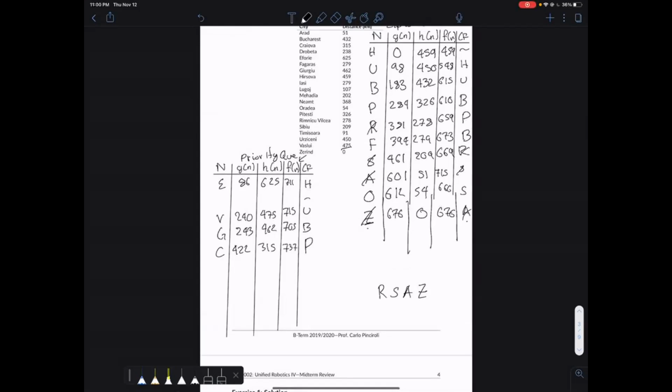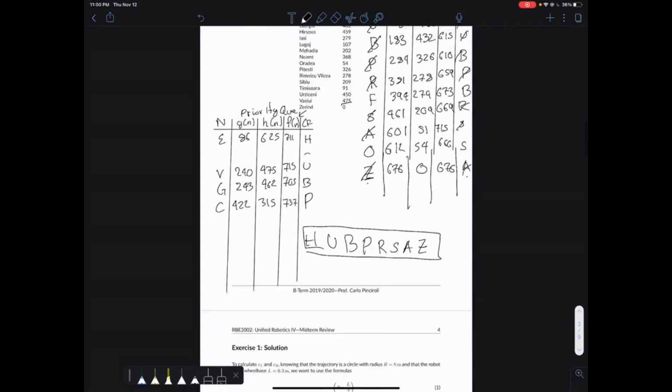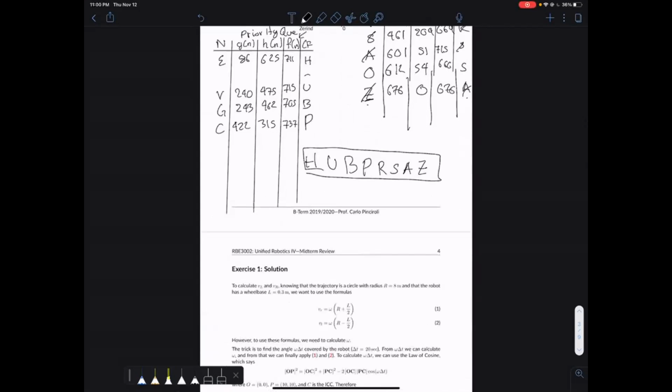R came from P, so that's P. P came from B, so we put B. B came from U, and U came from H. And H came from nothing. And that means that is our full path. And this is the path that A star found. And I did it right, so we didn't screw up majorly. That is A star. I understand it is a tedious process.